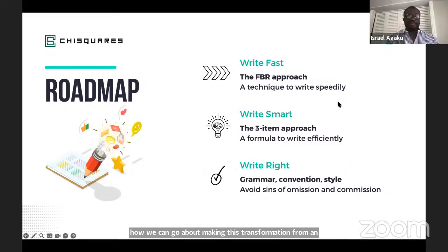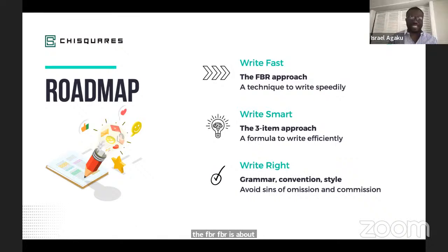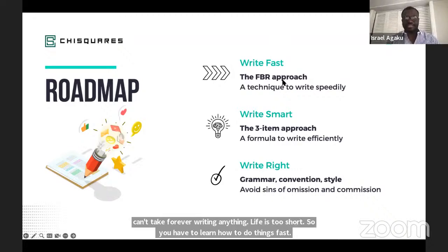So the roadmap we're going to follow today is based on 3 underlying principles. The first is FBR. FBR is about fast, bad, and wrong. We'll talk about that in a minute, but we have to write fast. You can't take forever writing anything. Life is too short, so you have to learn how to do things fast. So that's where the FBR will come into place.